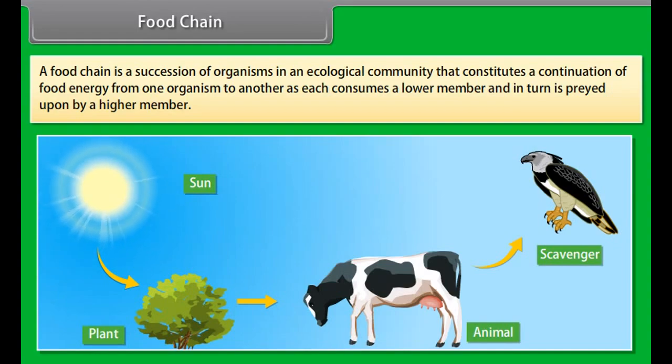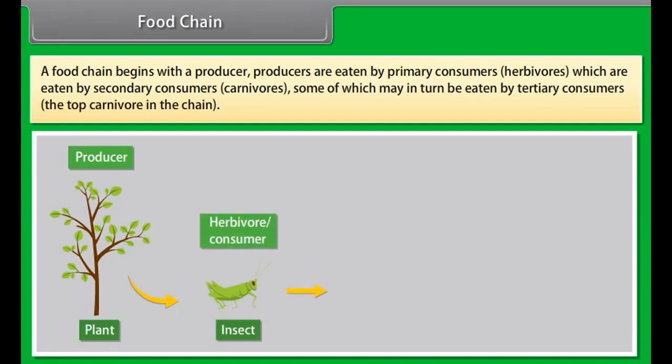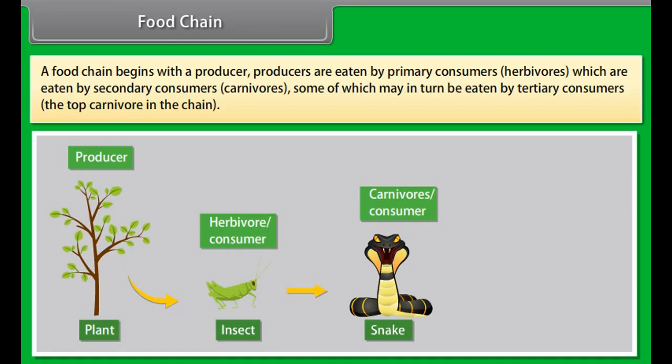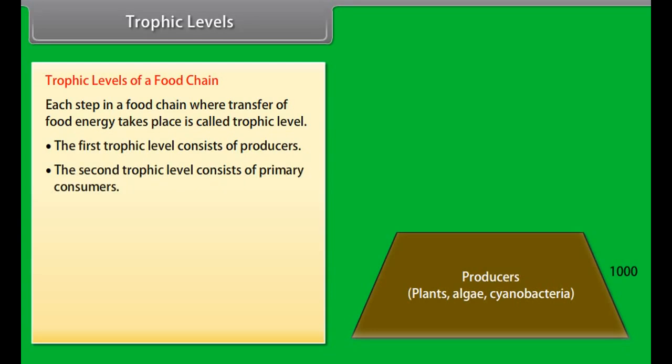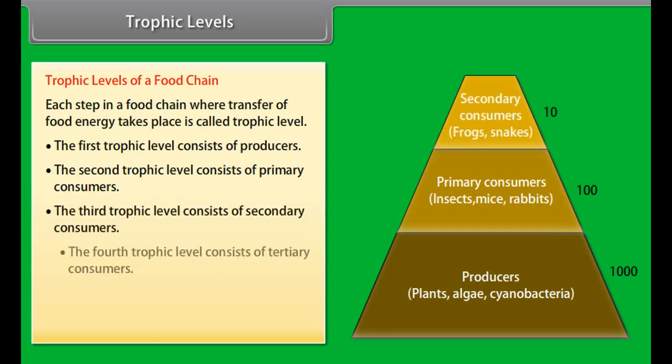Food chain. A food chain is a succession of organisms in an ecological community that constitutes a continuation of food energy from one organism to another as each consumes a lower member and in turn is preyed upon by a higher member. A food chain begins with a producer. Producers are eaten by primary consumers, herbivores, which are eaten by secondary consumers, carnivores, some of which may in turn be eaten by tertiary consumers, the top carnivore in the chain.